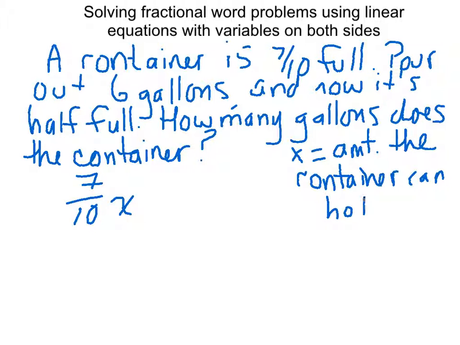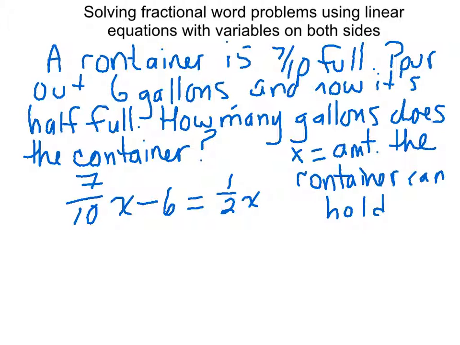Alright, so for our equation, we have 7/10 times however much, and then what did we do? We poured out, so we took away 6 gallons, so we're going to minus 6, and it's now half full, so that's going to equal half of what the container can hold, so we're going to put 1/2 x. So before we start solving it, what did our title say? Solving fractional word problems. Yep, we had a word problem with fractions. Linear equations. Yep, all of our x's are to the 1 power. Variables on both sides. Yep, bam, done.